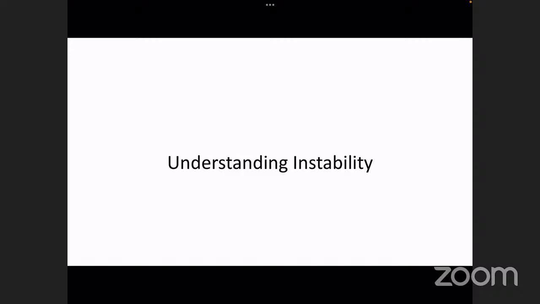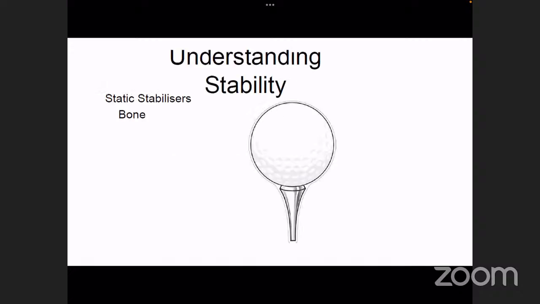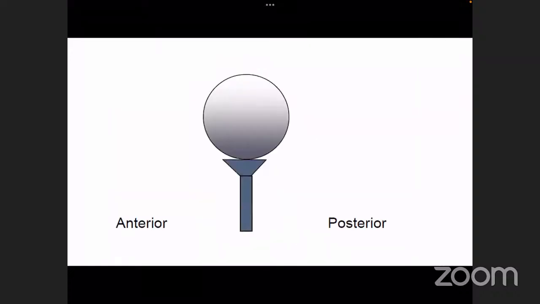So just imagine that we have a golf ball on a tee, and we want to maintain this ball in its specific position in order to kick it. So we have a static stabilizer, which is, most importantly, the bone. So it's very important always to study the bone anatomy and to look for bone deficiency in unstable shoulders. So just imagine that we have anterior and posterior variants.